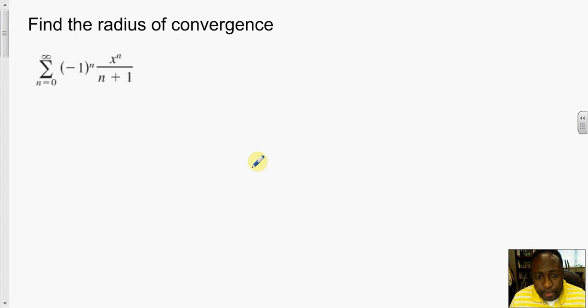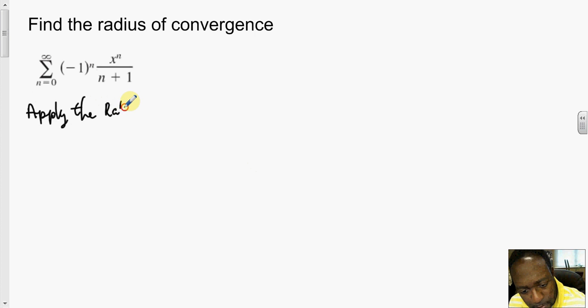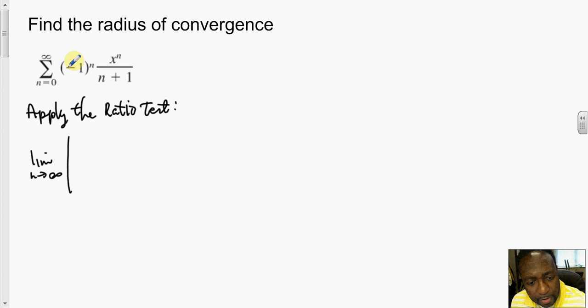To find the radius of convergence, we simply apply the ratio test. So here we have the limit as n goes to infinity of the absolute value. You know that in the absolute value, this negative 1 to the n will go out. So all we have here is x to the n plus 1 over n plus 2 divided by x to the n all over n plus 1.